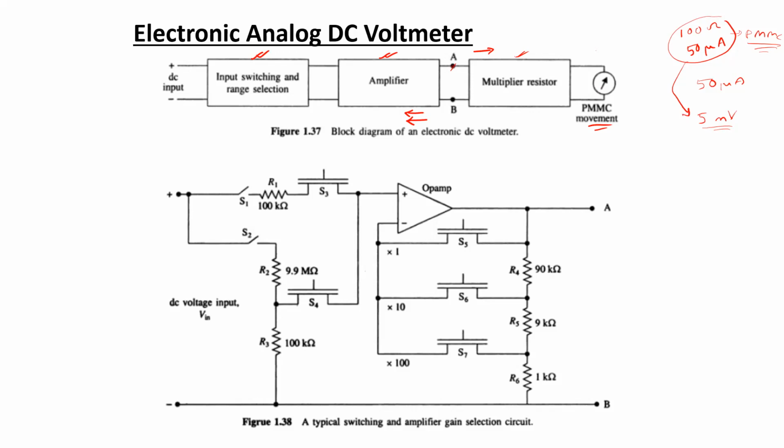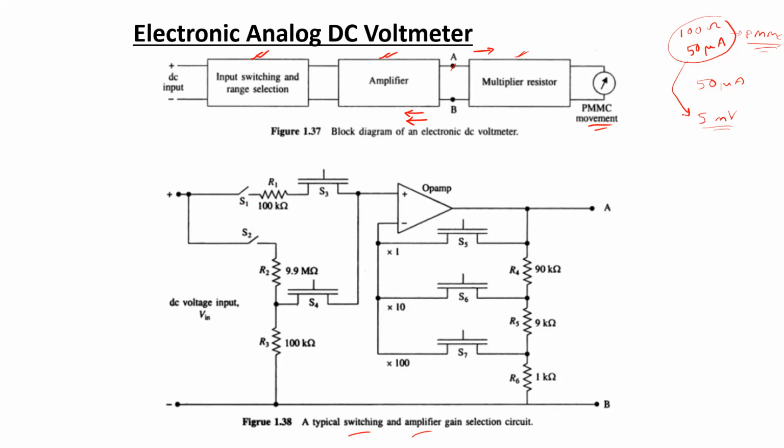Now, the second figure in this slide is representing a typical switching and amplifier gain selection circuit associated with an electronic analog DC voltmeter. Here there are several switches. As can be seen, there are two mechanical switches indicated in this figure, S1 and S2. There are a few electronic switches, which can be MOSFETs, represented here as S3, S4, S5, S6, S7. So these are electronic switches, and S1 and S2 are mechanical switches.